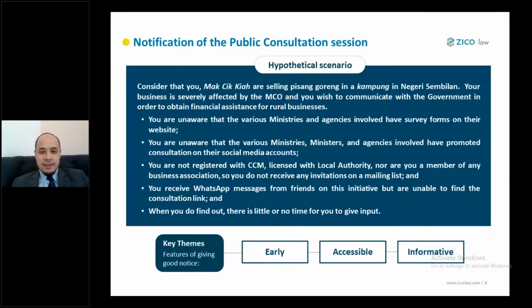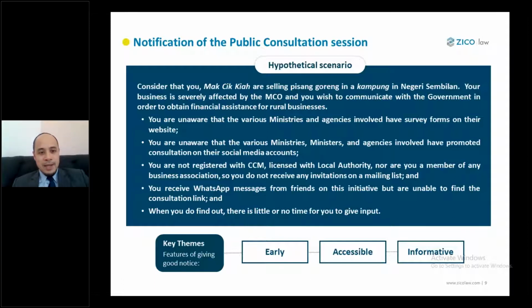Now, this is the notification of the public consultation session. If you remember earlier, when I mentioned the pre-consultation phase, there are essentially two stages, one of which was the planning stage, where we spoke about the consultation plan. And next would be the notification stage, where we look at this hypothetical scenario to show the importance of notifying early. Now, this is the plight of Makcik Kia. I think everyone here knows her very well.